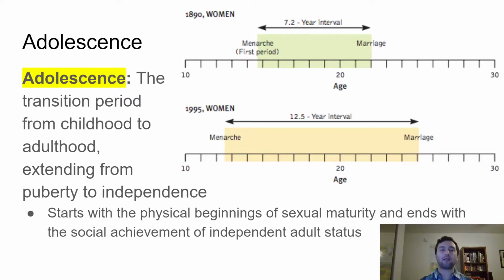So what is adolescence? That's our first real question. So adolescence was the transitional period from childhood to adulthood. Now, usually it's going to extend from the beginning of puberty to independence.